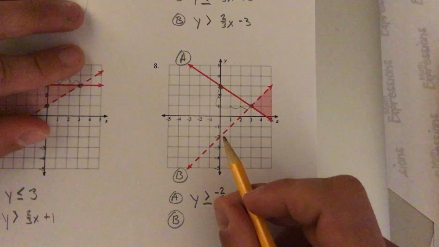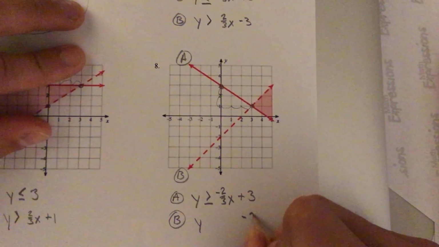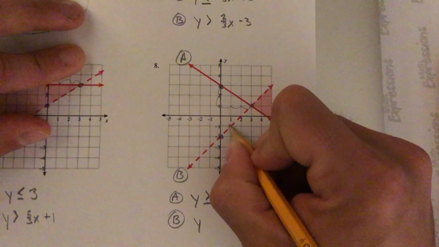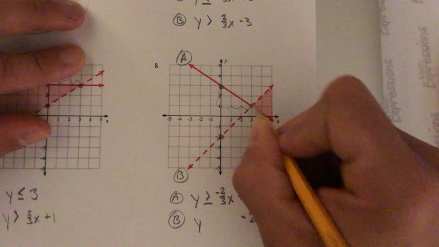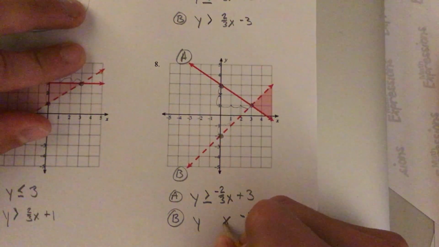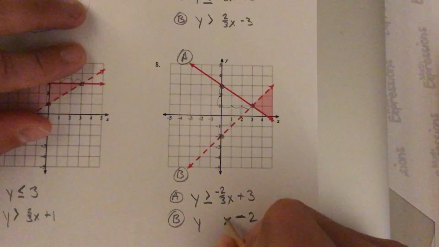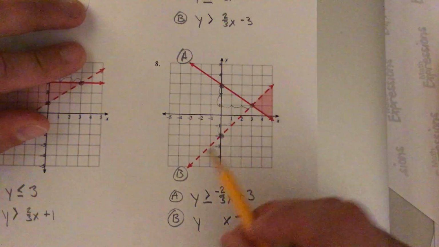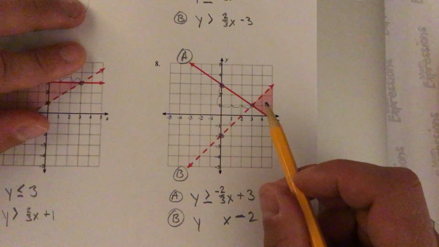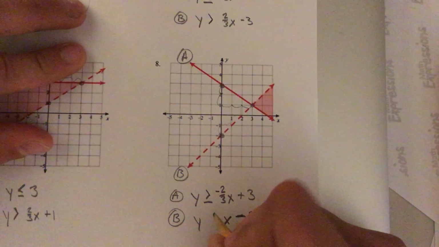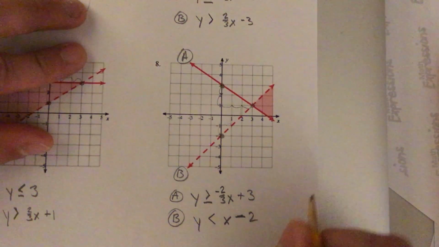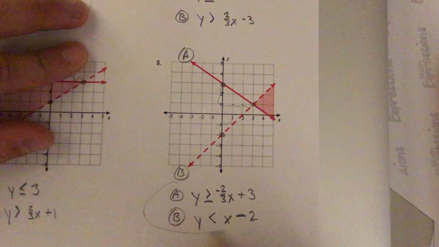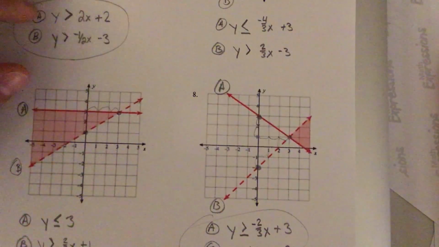Letter B, we cross our y-axis at negative 2. Okay, so then it sure looks like up 1, over 1, up 1, over 1, up 1, over 1. Okay, so I have a positive 1 slope. You could have the 1 there beside the x. It is not necessary. Notice it's a dotted line, and then we're shading below that, so that would be a less than, y is less than x minus 2. All right, so we have all our systems.